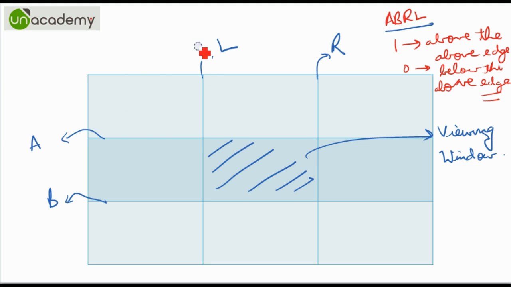Now let us try to write down ABRL for each of the 9 cells that we have here. This cell is above the above edge. It is above the below edge, so it is not below the below edge. That is, it will be counted as 0. It is not at the right of the right edge, so that will be 0. And it is at the left of the left edge. So this will be the code. For this cell, it is above, it is not below, it is not at the right, and it is not at the left of the left edge.